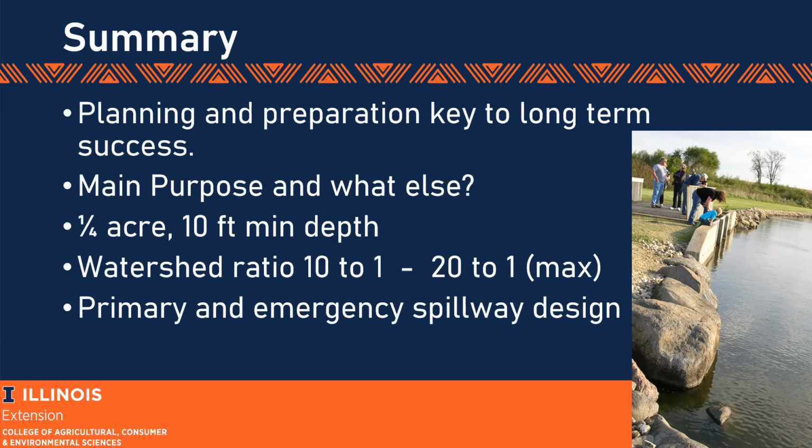Look at that minimum of a quarter acre and a minimum of 10 feet deep, and a decent portion of it at that 10-foot depth to ensure you've got good habitat for fish. Watershed ratio, somewhere in that 10-to-1 to 20-to-1 maximum.